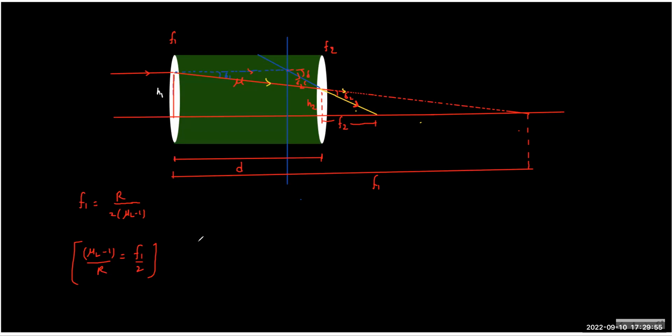But we cannot apply the formula. Anyway, for the first refraction at the first surface, if I make it 1, 2, it will be mu2 by V1 minus mu1 by u, which is infinity, equals mu2 minus mu1 upon R. And for the second surface, we can write mu by F2 minus mu by V1 equals to mu.